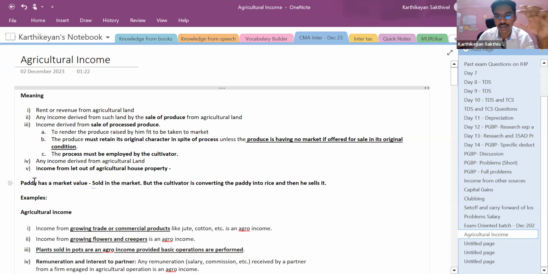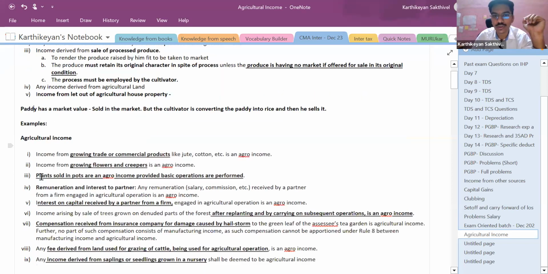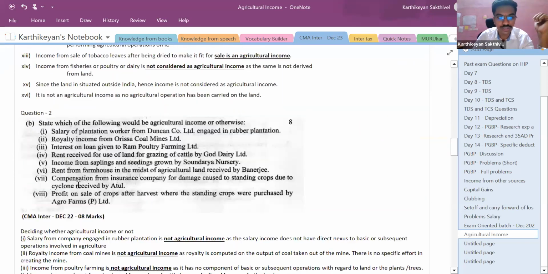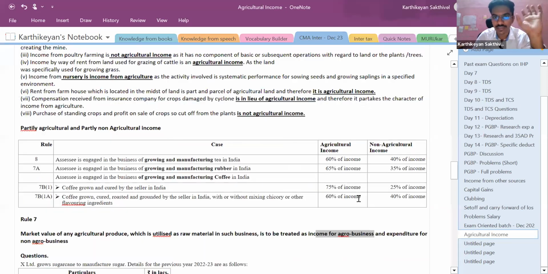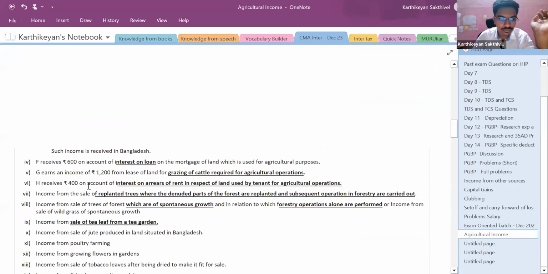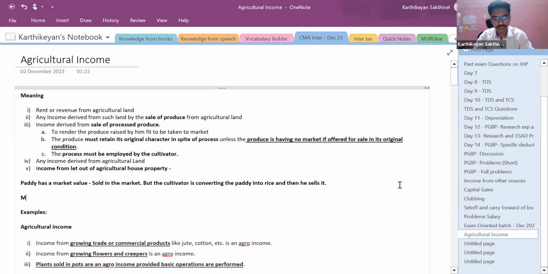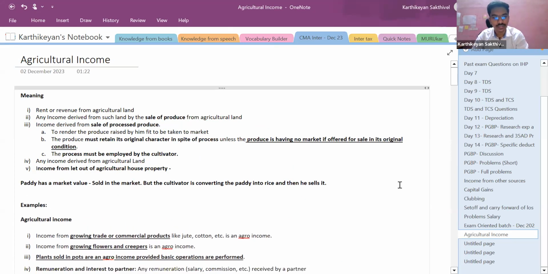It is business income. So how to deal with this situation is what is discussed in rule number 7. What rule 7 says is, where the market value of any agricultural produce which is utilized as raw material in such business is to be treated as income for agricultural business and expenditure for non-agricultural business. Simply put, in this case he is having two incomes.